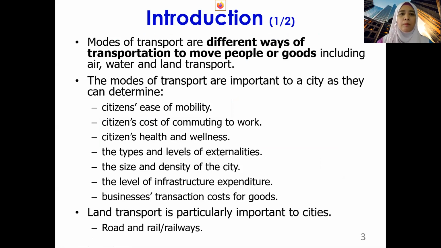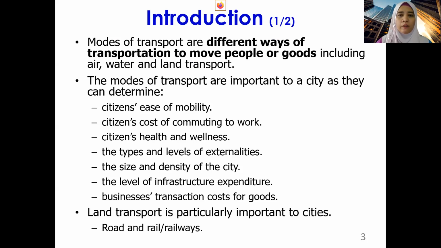The modes of transport are important to a city, as they can determine these things. The first one is the citizens' ease of mobility. How easy can they move from one point within the city to another? Maybe for work, maybe for play, maybe for other purposes. So, ease of mobility within the city. Then the citizens' cost of commuting to work.